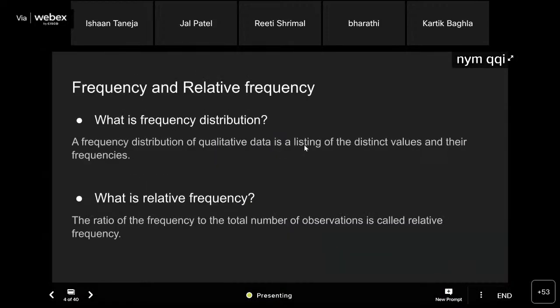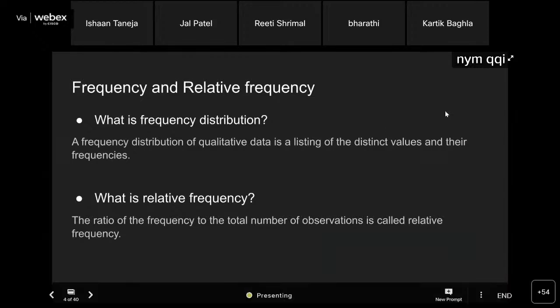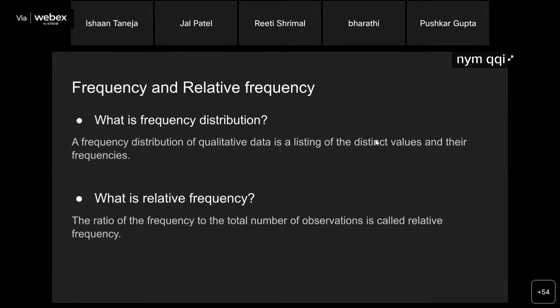Okay, moving forward, we will discuss the concept first and then we will move on to the question based on it. So what is frequency distribution? In week 2 we will talk about only qualitative data, or in other terms, most of you know it as categorical data. So both mean the same. Whenever you see qualitative data, it means categorical data.